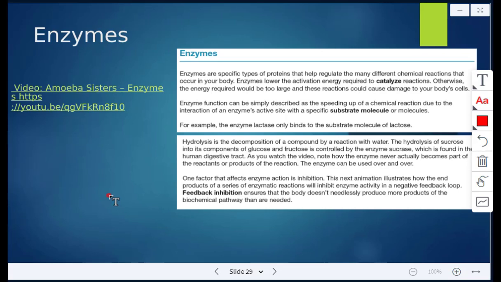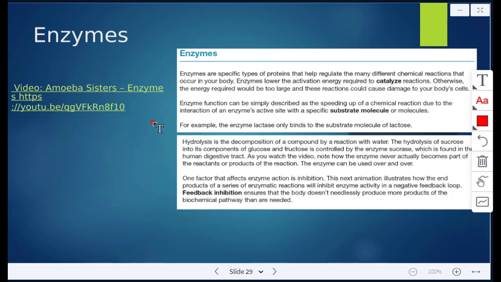Enzymes, recall that enzymes are made up of proteins. There are specific types of proteins that help regulate the many different chemical reactions that occur in our bodies. Enzymes lower the activation energy required to catalyze reactions. Otherwise, the energy required would be too large, and these reactions could cause damage to the body cells. So enzyme function can be simply described as the speeding up of a chemical reaction due to the interaction of an enzyme's active site with a specific substrate molecule or molecules.